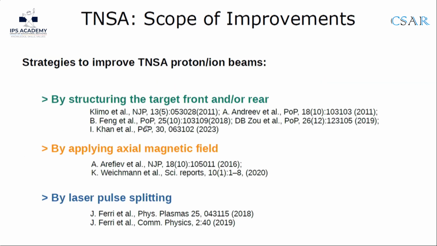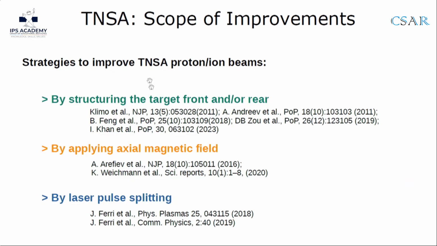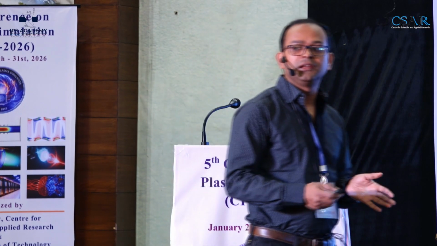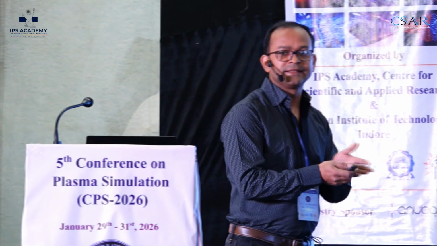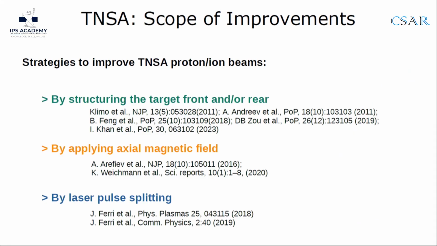Now there are strategies to improve that. One strategy is to structure the target. We structure the front of the target so that the coupling of the laser to the target is improved. We can also use an axial magnetic field to reduce the divergence, because once you have a magnetic field, the charged particles exiting the target from the rear cannot travel in the transverse direction very freely.